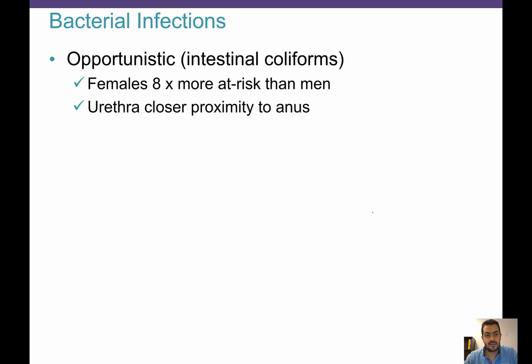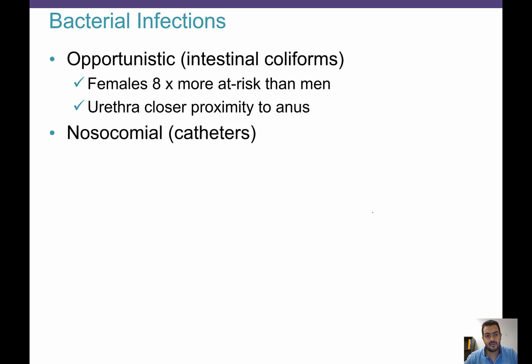The reason behind that is that the urethra in females is closer to the anus. As you know, these coliforms are in the GIT, so they can be shed with the feces from the anus. If the urethra is very close to the anus, that will increase the chances for these coliforms to get access to the urinary tract. That's the case with females. Because of that, they have 8 times more risk than men in developing these urinary tract infections.